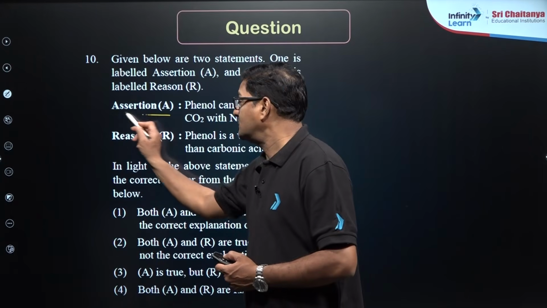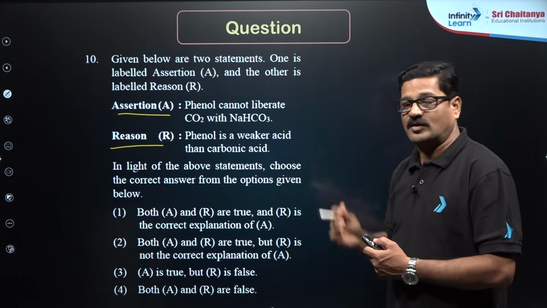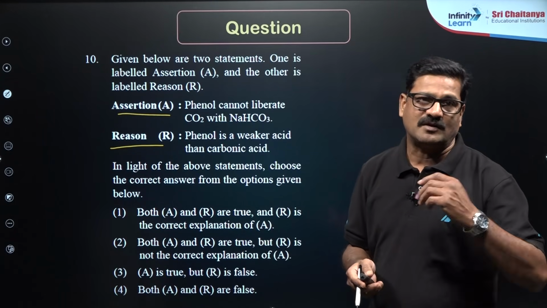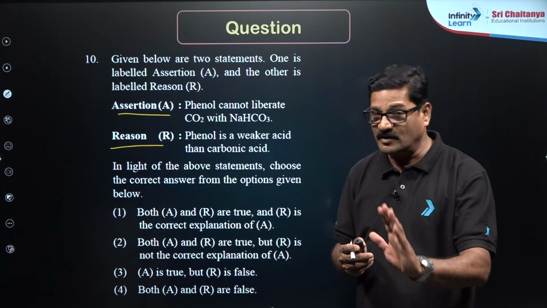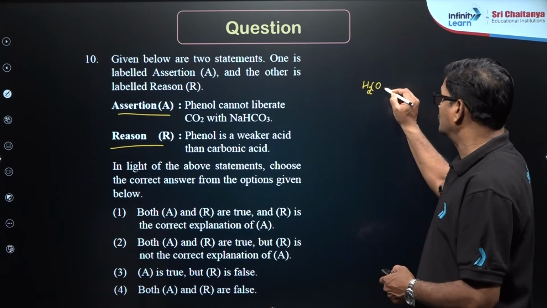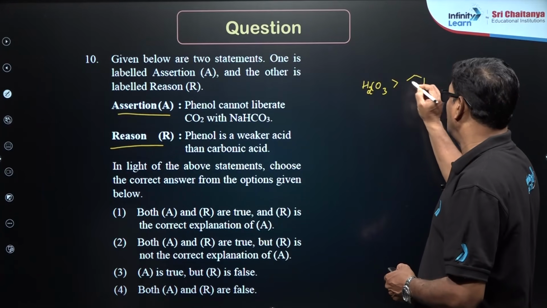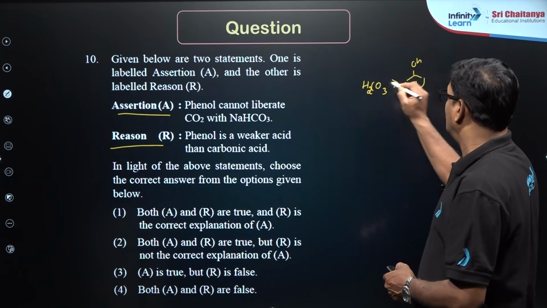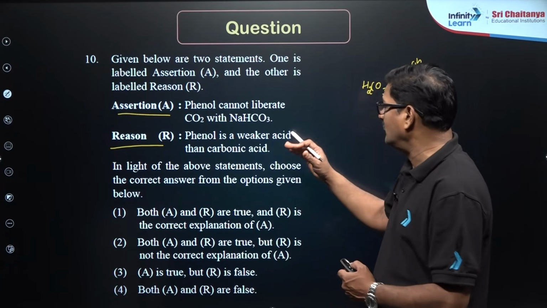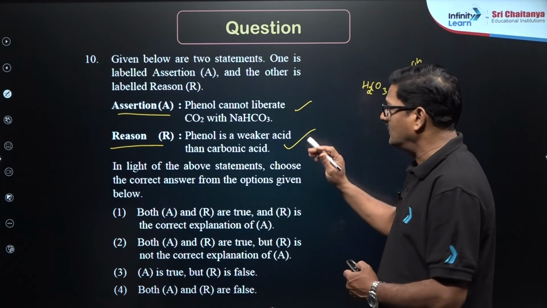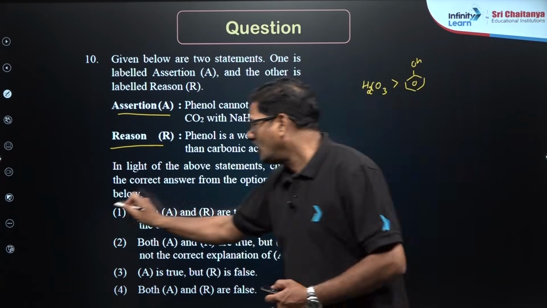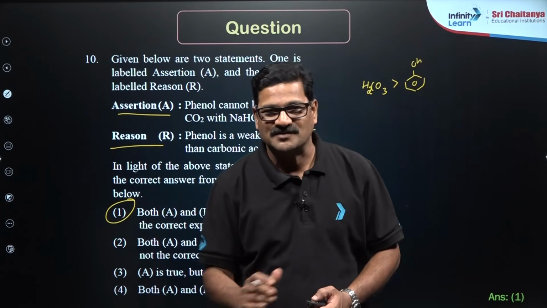Students, here is the assertion reasoning type. Phenol cannot liberate carbon dioxide with sodium bicarbonate, that's perfect. Any acidic compound can liberate carbon dioxide from sodium bicarbonate, but phenol does not. Why? Because the acidic strength of carbonic acid H2CO3 is greater than phenol. So, it is a strong acid and phenol is a weak acid, and a weak acid cannot displace the strong acid. So, phenol is a weaker acid than carbonic acid, and the reason is the correct explanation of the assertion. So, option 1 is the correct answer for this question.